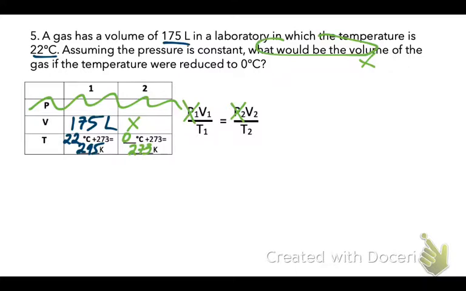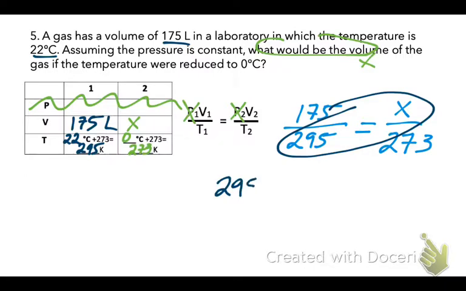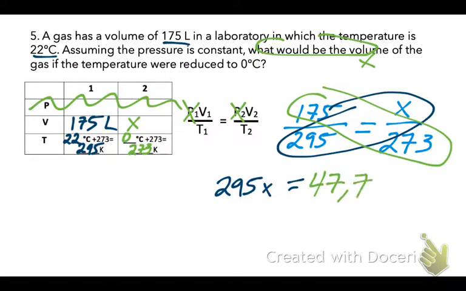So let's use, I like this blue color, so I'll use this. V1 is 175 over T1, 295, is equal to x, because we do not know where it is, and 273. And again, cross multiplication. So 295x is equal to, multiply those two together, and we get 47,775.